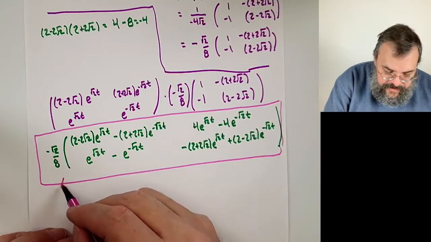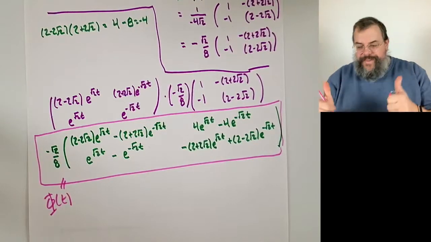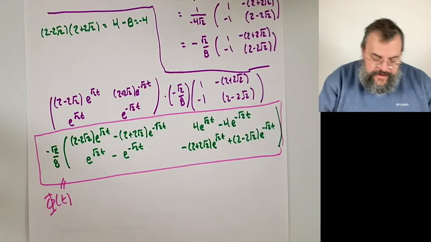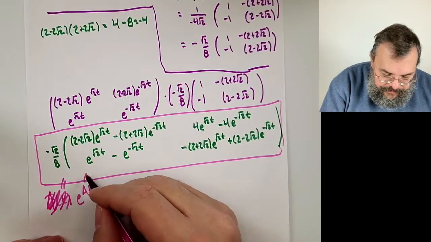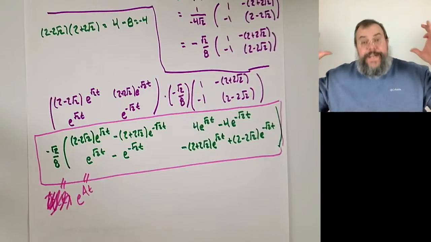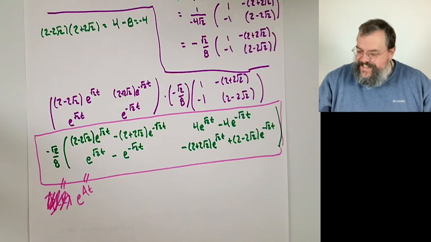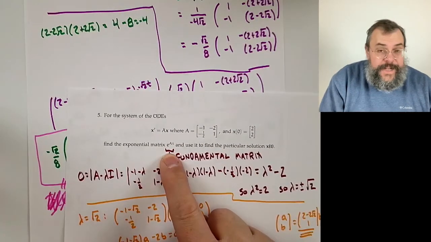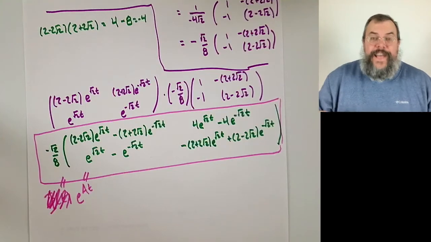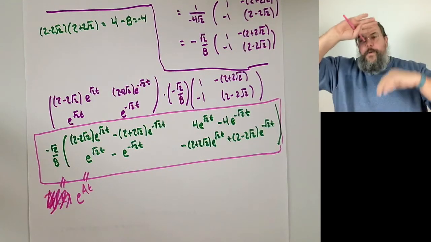This is phi of t. Oops, sorry, not phi of t. This is e to the at. We did it. So, remember, we had to find the exponential matrix, and that's what it is. That's the exponential matrix. Whew.